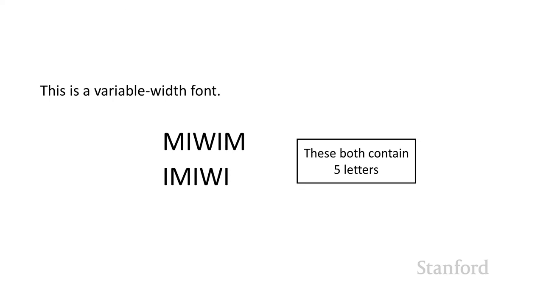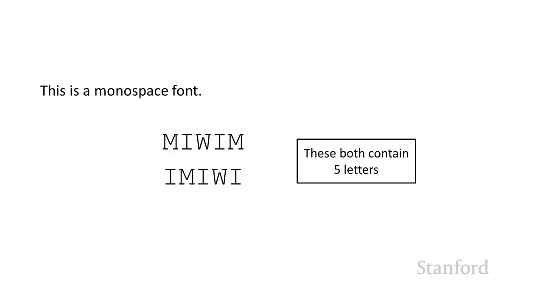And in fact, we can definitely see this if we reverse the letters here. So here's our variable width font, M-I-W-I-M, followed by I-M-I-W-I, both these words have five letters each in them. And you could see that the second one, because it has a lot of I's, which are super narrow, is much shorter than the top one. Now, if we switch to a monospace font, you can see that these actually are both the same width. And so that's the basic idea behind a monospace font. All the characters are the same width.